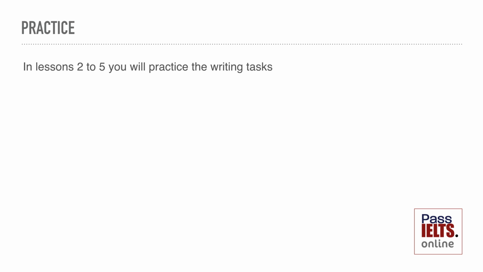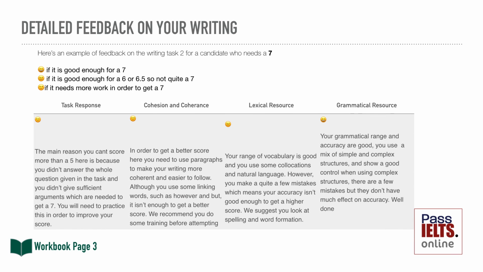In lessons 2 to 5, you will practice the writing tasks. We can give you detailed feedback on the writing you do so that you have a good idea of where you are and what band score you would get. You can see an example of this in your training book on page 3 and on this slide. You will also get your writing back with the mistakes highlighted and corrections added. We give feedback using smileys as it is illegal to give band scores outside the test situation.